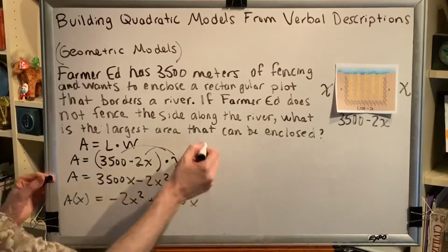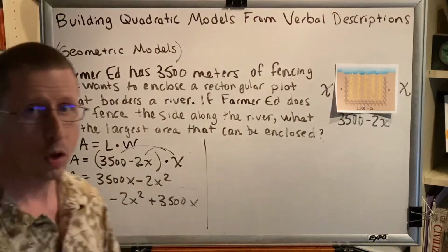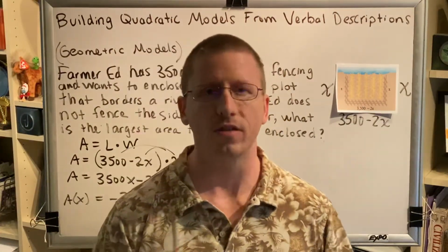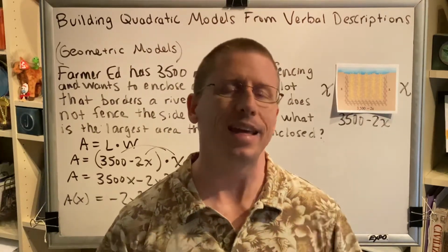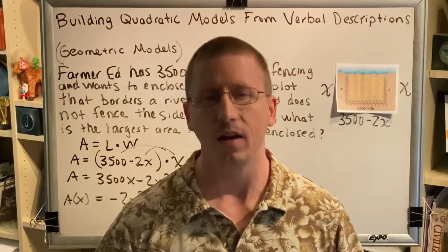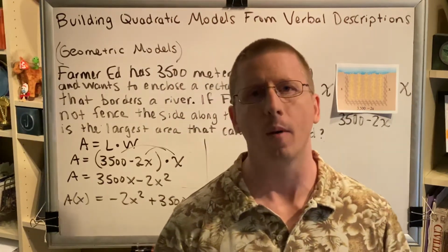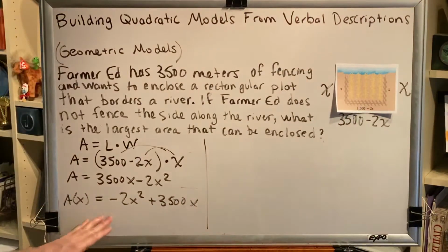All right, so now we're ready to answer the question. It says the largest area. Well, whenever you see an extreme word like largest, smallest, minimum, maximum, the first thing you should think to yourself is, is my equation quadratic? If your equation is quadratic and you're looking for an extreme word like minimum or maximum, then you're looking for the vertex.